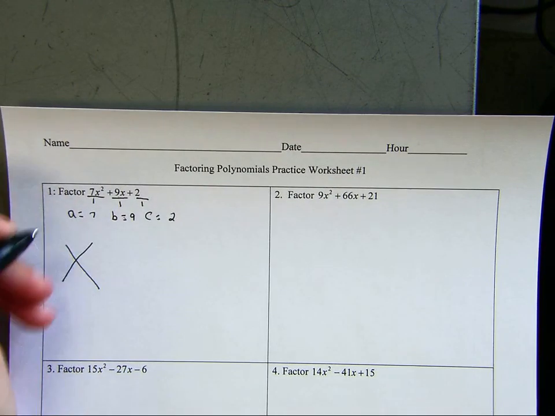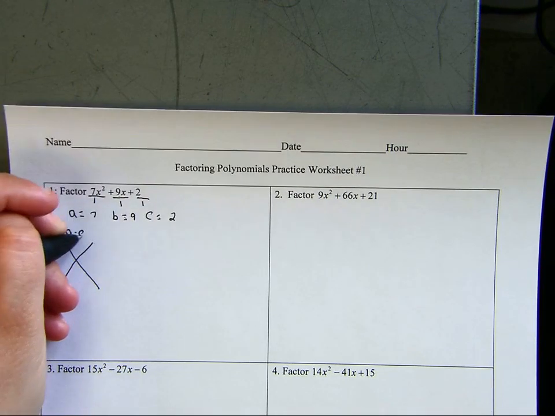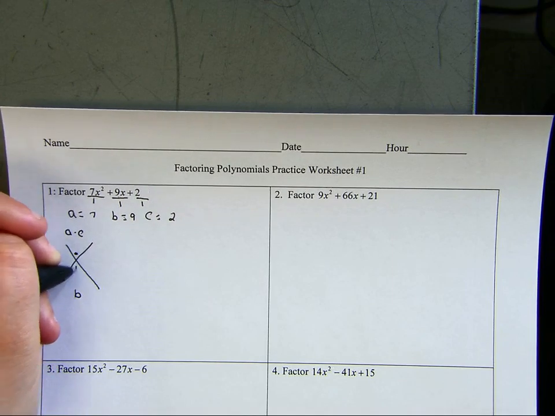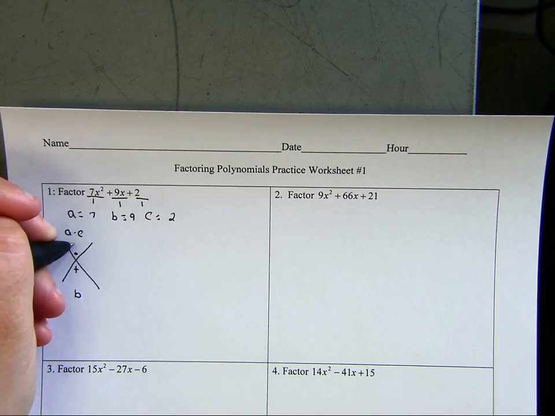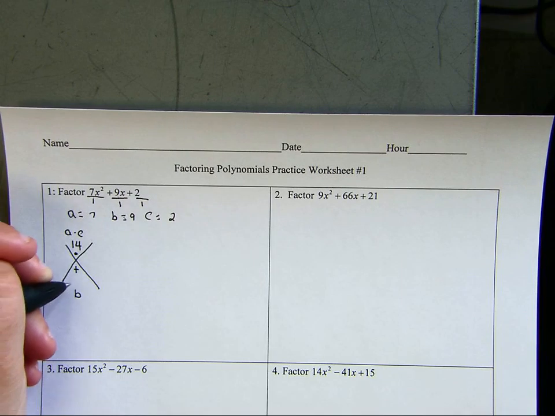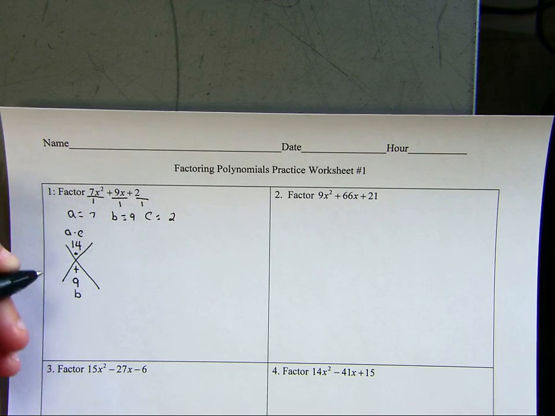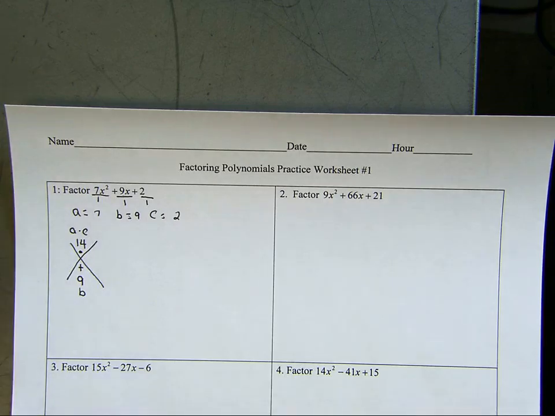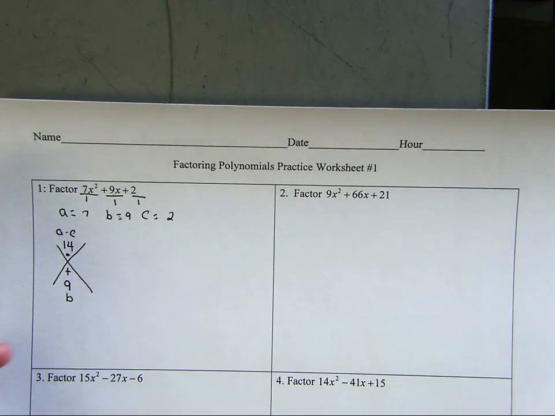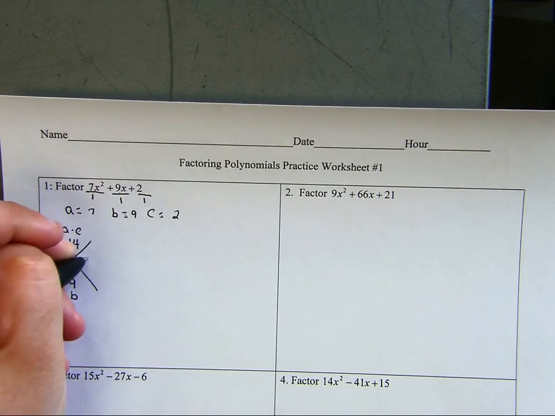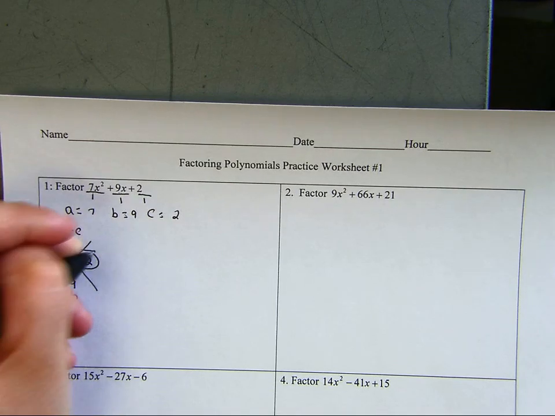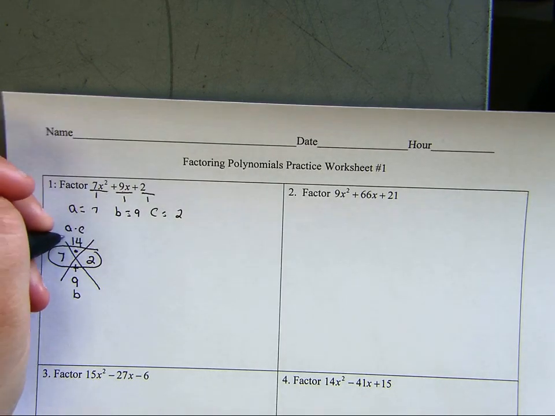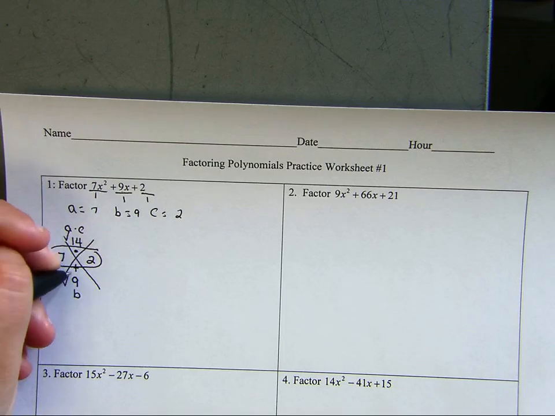From there we're going to do the X. Remember that the top is always A times C and the bottom is always B. So 7 times 2 is 14, and our B value is 9. So we need to come up with the two magic numbers that multiply to get 14, but add to get 9. So those two magic numbers are 7 and 2. Please double check before you enter the box. 7 times 2 is 14, 7 plus 2 is 9.